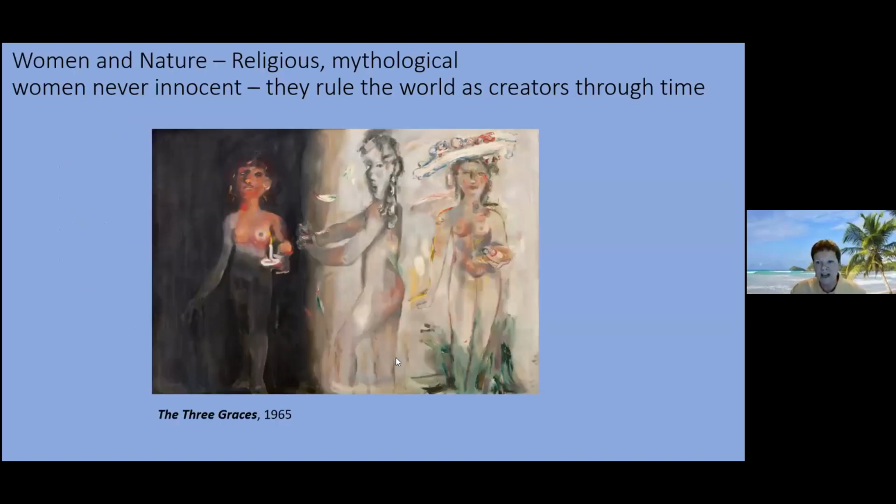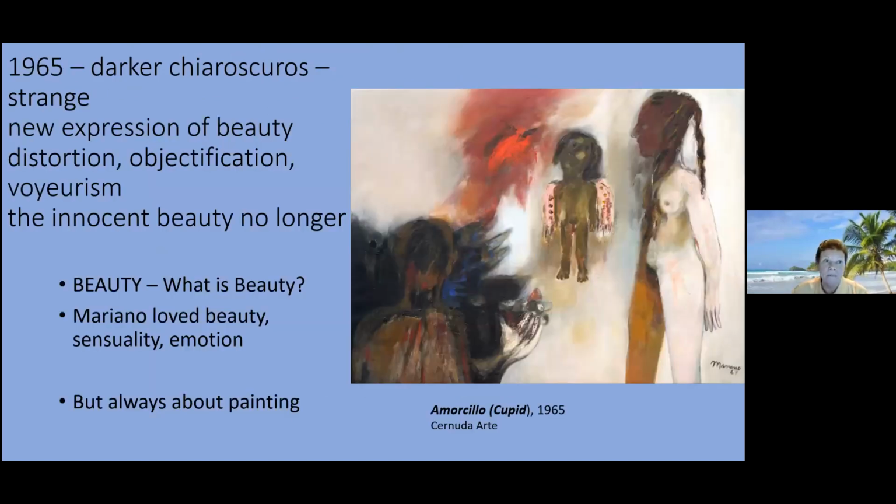So a change comes from the 1940s. The women here in the Three Graces, remember, they're ruling the world as creators through time. They're never innocent. They're looking at you. They don't care if you're looking at them. They're not there for the male gaze. They're there to look at you. So he plays with this idea, this kind of spirituality that he recognized and learned about in the trip to India, and he brought back with him to Cuba.